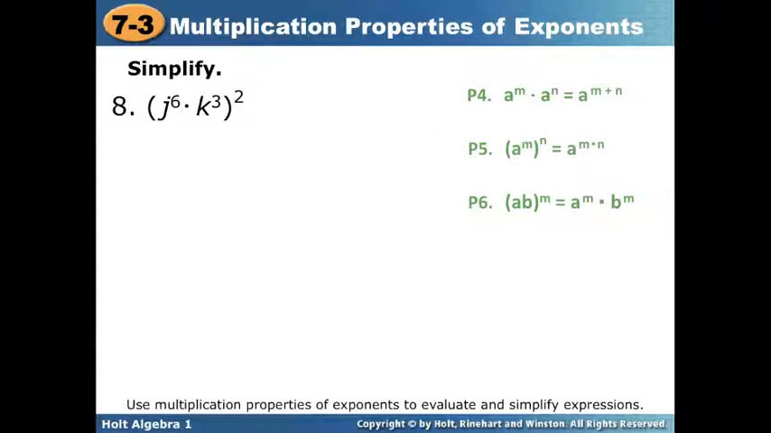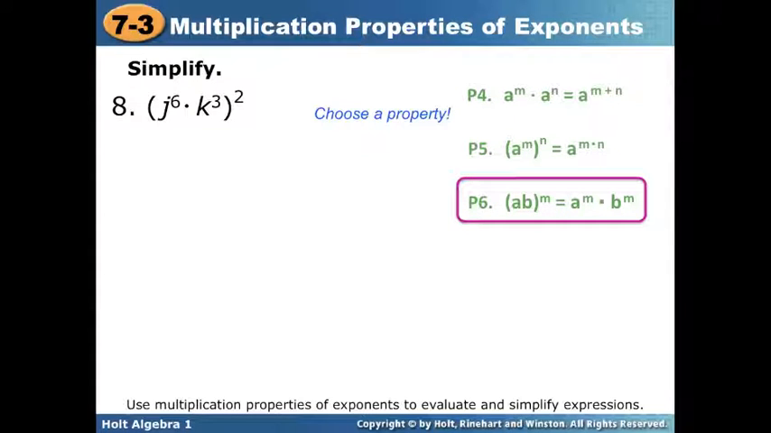Example number 8. We have j to the 6th, k to the 3rd, all raised to the 2nd power. Here again, take it a step at a time. Notice first we're going to use property number 6. We're going to apply that exponent to each factor in the parentheses. j to the 6th gets squared, k to the 3rd gets squared. Do not call this the distributive property. Distributing would be multiplying across a plus or a minus sign in a parentheses. We are only applying the exponent to each factor.